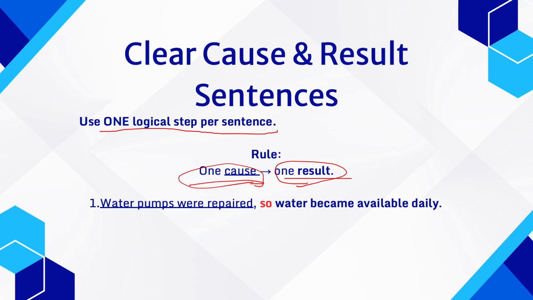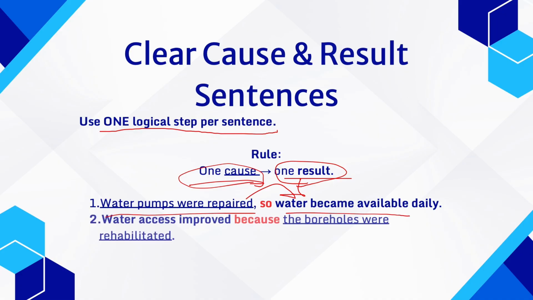Water pumps were repaired, so water became available daily. You have the cause and the result. Water access improved. So that's what happened. That's the result. We have the result bolded and the cause is underlined. So water access improved. Why? Because the boreholes were rehabilitated.